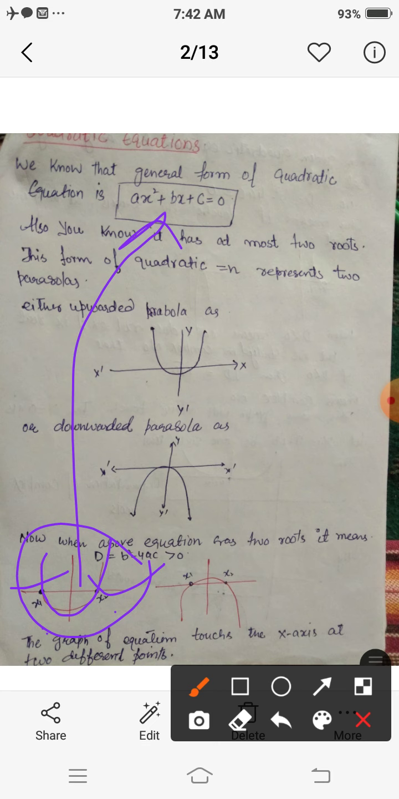Similarly for the downward parabola, that is the inverted U, again when the discriminant is greater than 0, the equation has two roots, meaning that the graph crosses the x-axis at two different points. Here x1 and x2 are two different points.